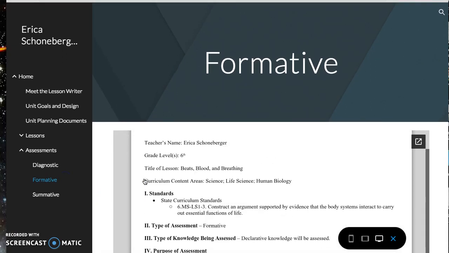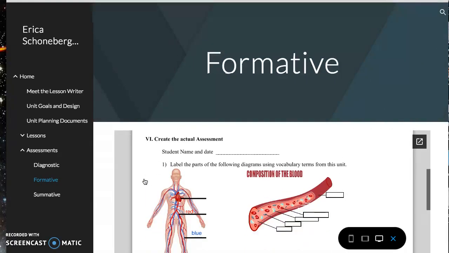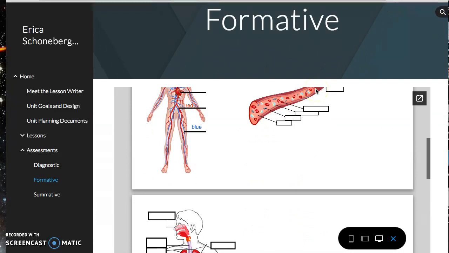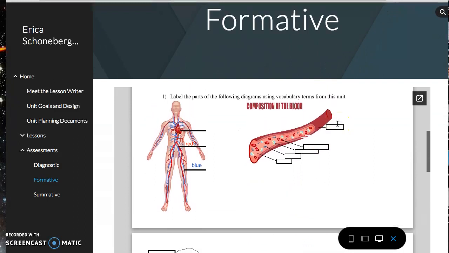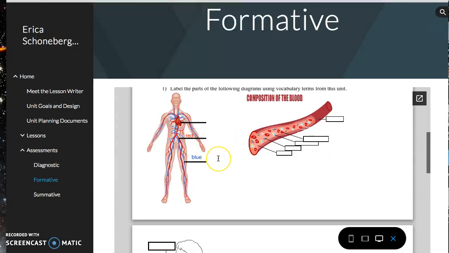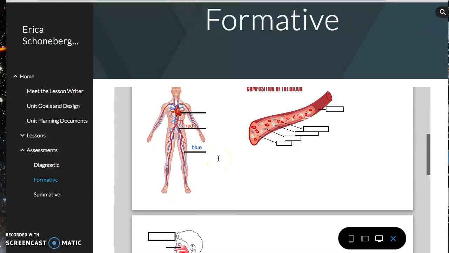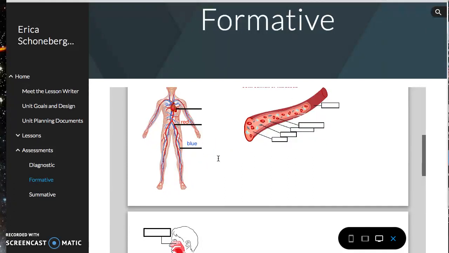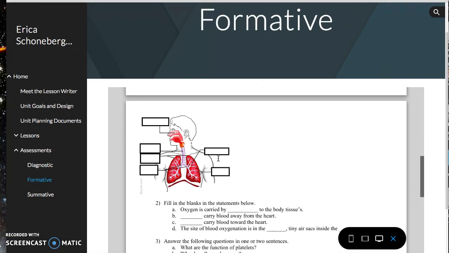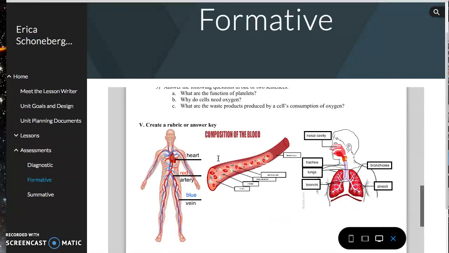The formative assessment is a short quiz with the parts that students will learn in Lesson 2. We'll use these actual diagrams in Lesson 2, so students should be able to display their knowledge by labeling the parts and filling in the blanks.